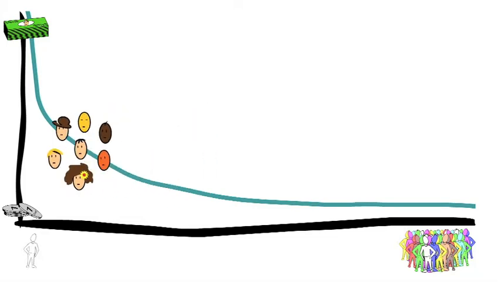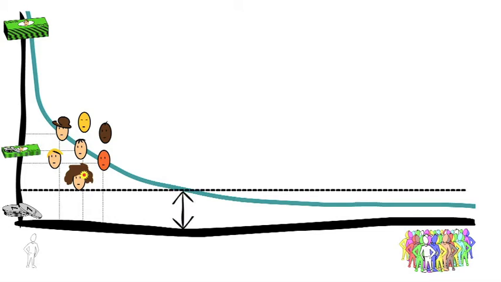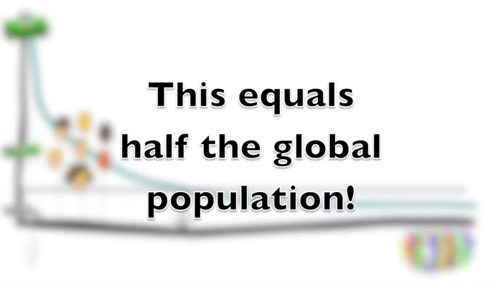Now here's the reason why we do and must consider ourselves extremely privileged. This line marks a daily income of $2. Around 3.5 billion people around the world currently live below this line.